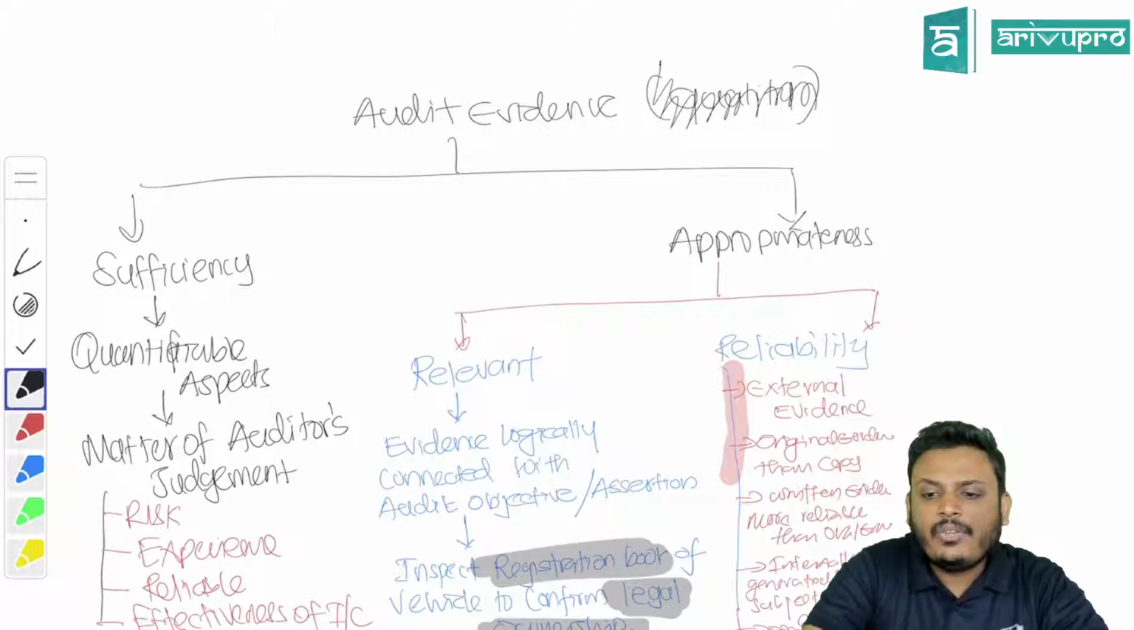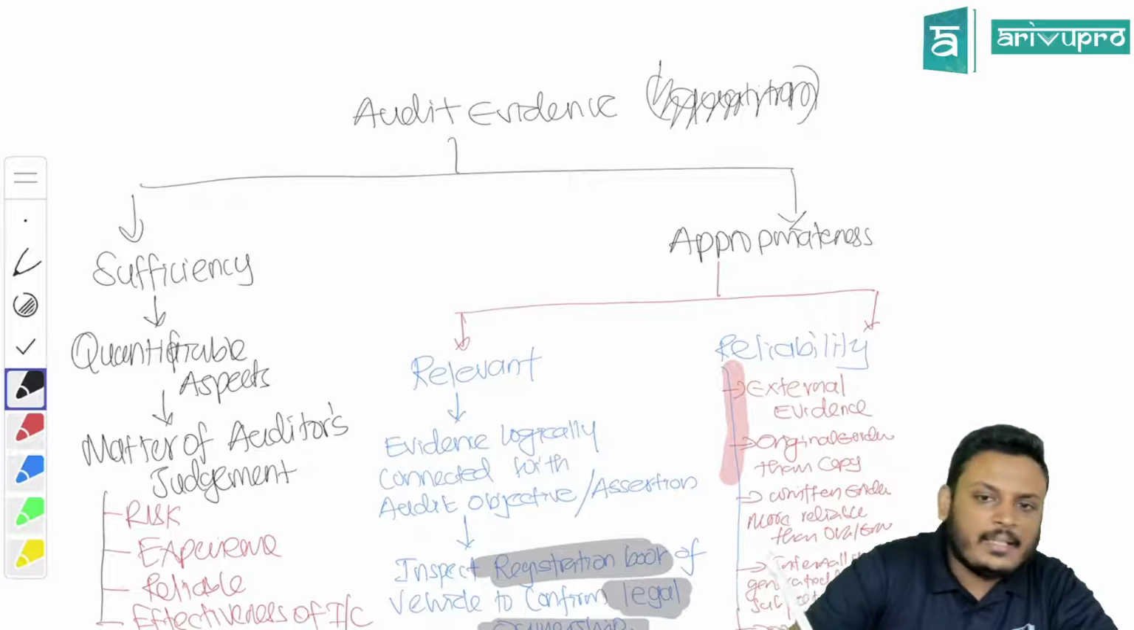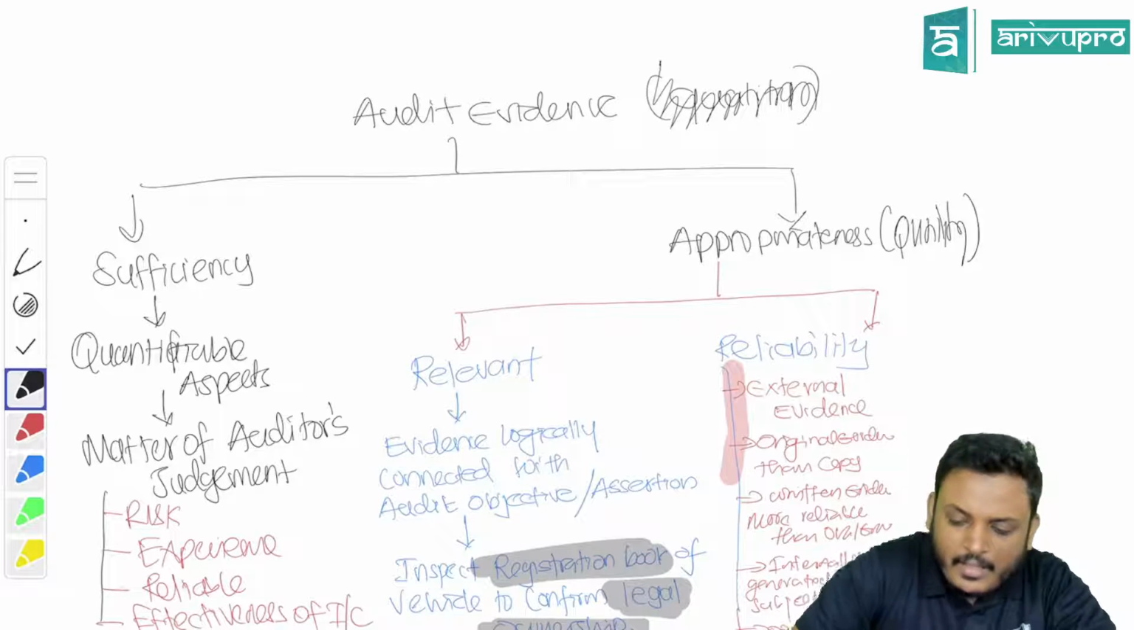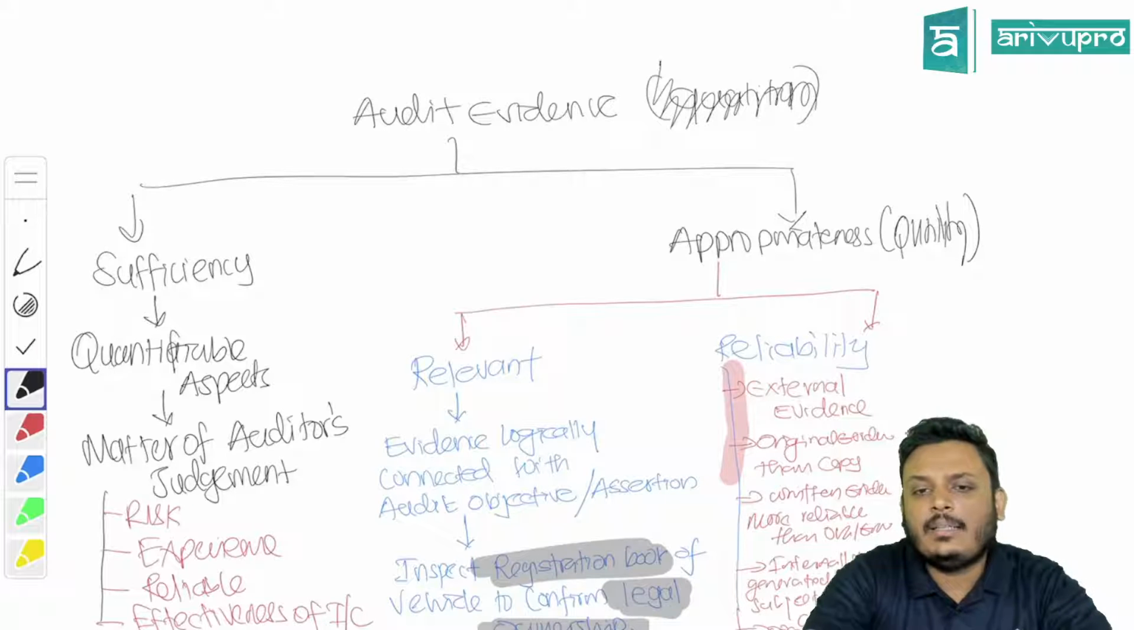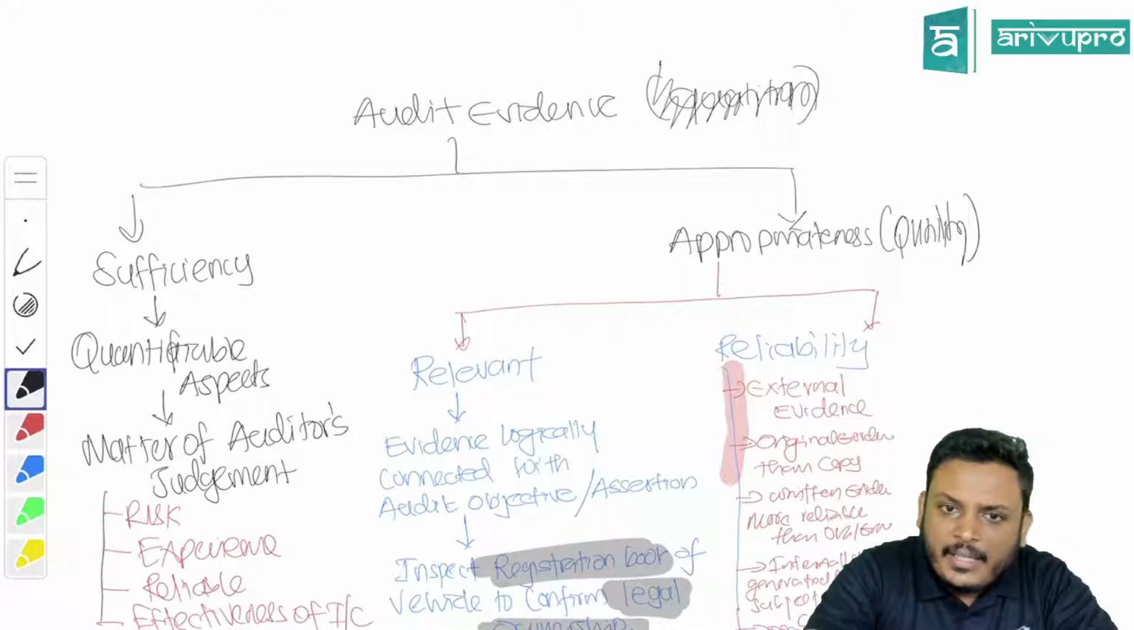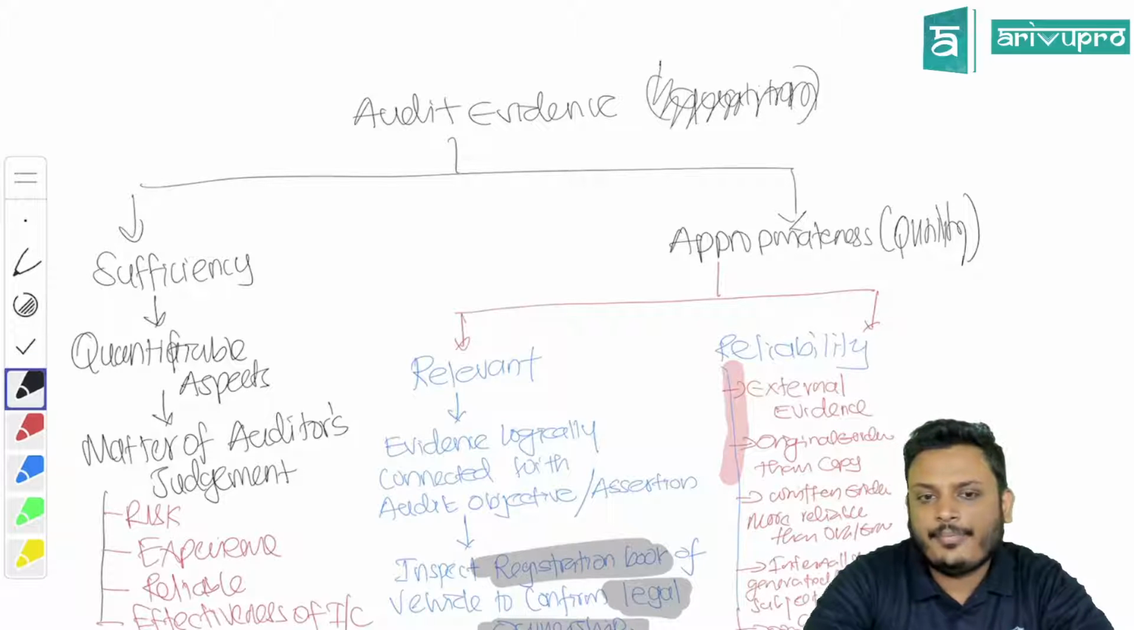whatever evidence is gathered by the auditor, it should be sufficient and it should be appropriate, right? Another term for appropriateness is quality. Therefore, the auditor should obtain sufficient evidence plus appropriate evidence. Right? What do you mean by the term sufficiency?